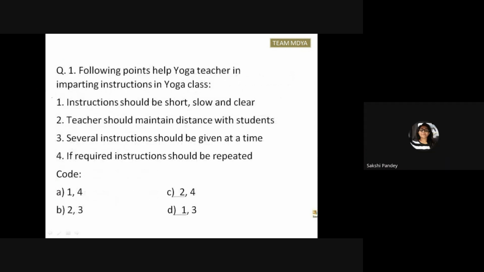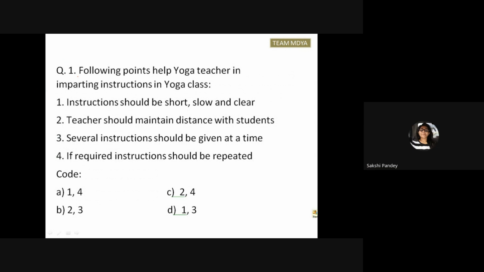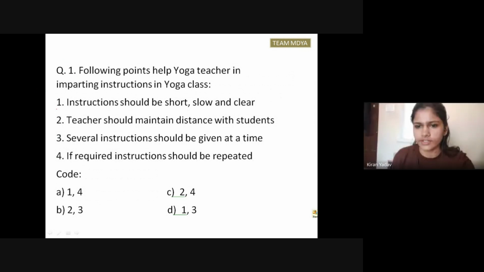I thought you would tell me the answer also. No, I will tell you the answers after we finish the syllabus. After that, we will answer these questions in the class. For now, just have a look at the questions. What type of questions have been asked?